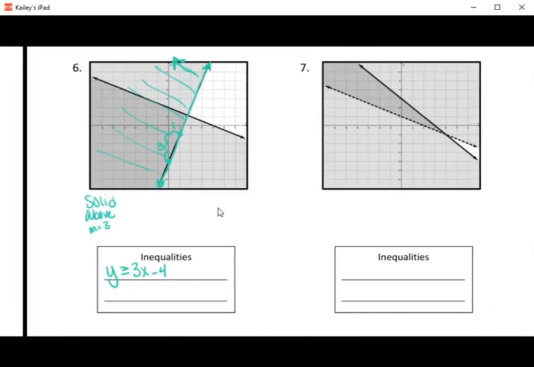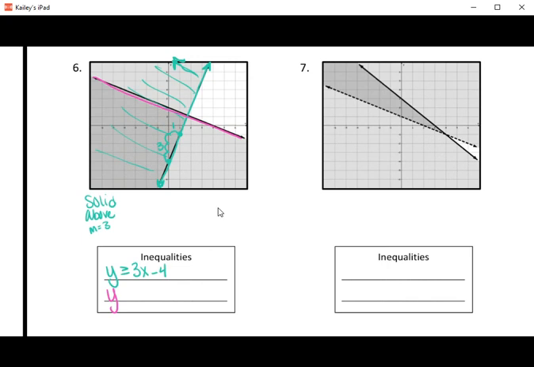Now, a good thing to do after you write that would be to check it and make sure it makes sense. So as I'm looking, I want to just double check everything. I have a y-intercept of -4. I can count that slope again. Okay, good. That's 3. Solid line, which means I should have equal to, and it is shaded above, so it should be greater than or equal to. So you might benefit from walking back through and checking to make sure your inequality actually makes sense with what you see. Now let's do the second inequality.